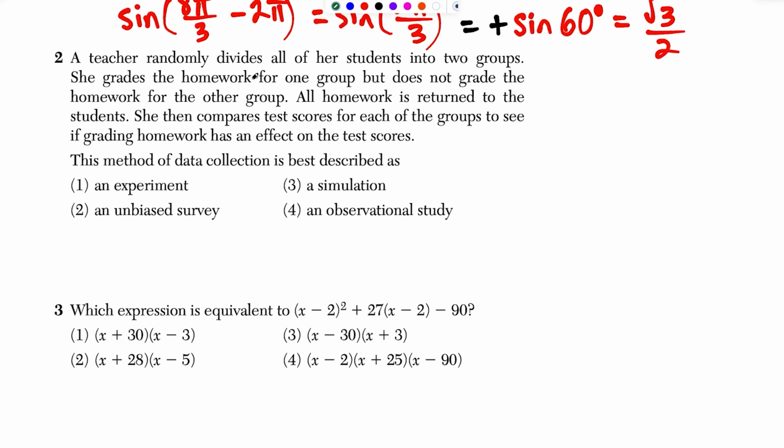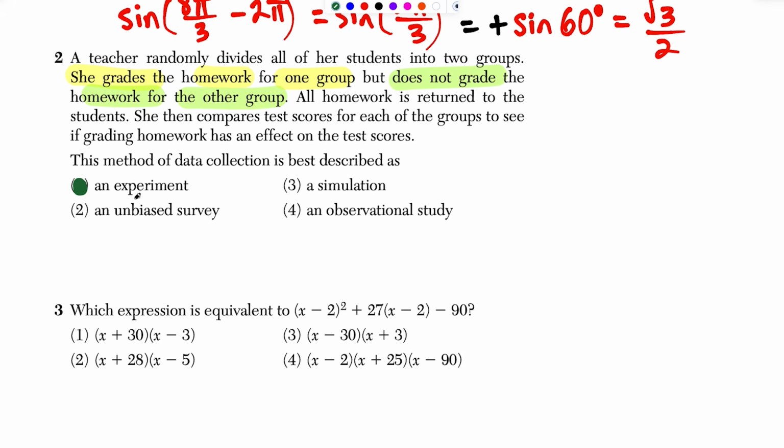Well, the fact that we have one group that is being experimented on here. So notice in the question, if we reread it, that she grades the homework for one group, but she does not grade the homework for the other group. Okay, so this is what we call a controlled experiment. The control group is the one that doesn't get the intervention, and the experimental group is the one that we're trying to see if there's an effect on. So the experimental group would be the one where the teacher is actually grading their homework. So that's how I know right away it's going to be choice 1.